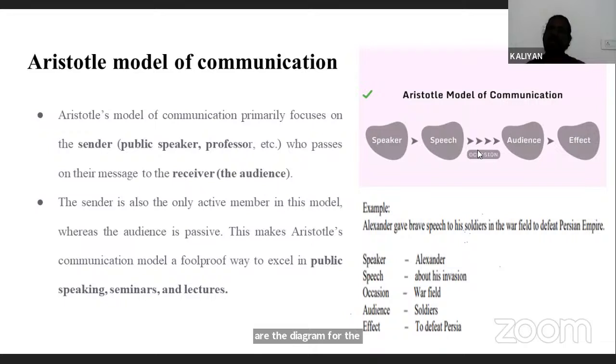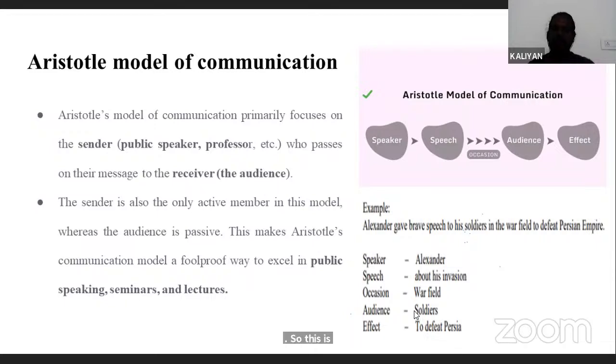Speaker, speech, and occasion, meaning the event at which he speaks, like public speaking, a public rally, a seminar, or a lecture. For example, Alexander gave a speech to the soldiers on the war field to defeat the Persian Empire. Here the speaker is Alexander, the speech is about his invasion, the occasion is the war field, and the audience is the soldiers. The effect is to defeat Persia. So this is the Aristotle model of communication.